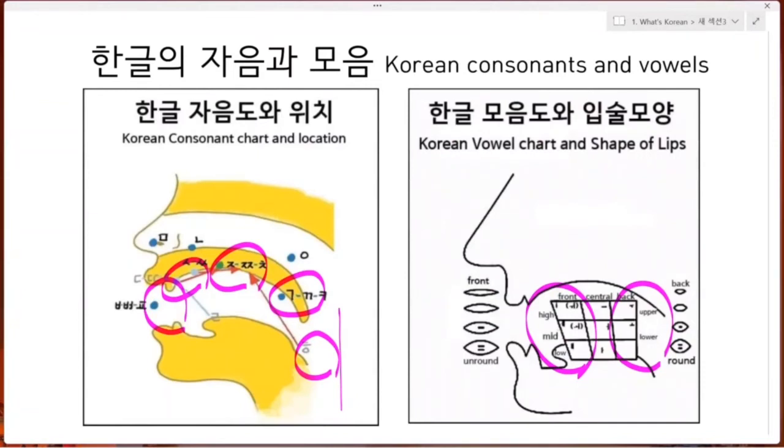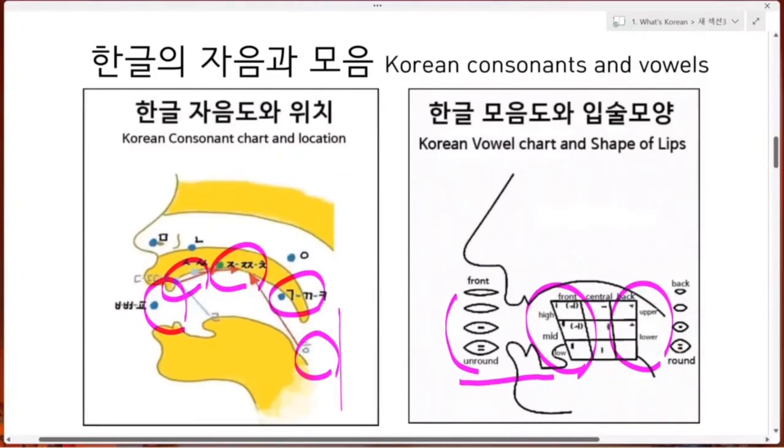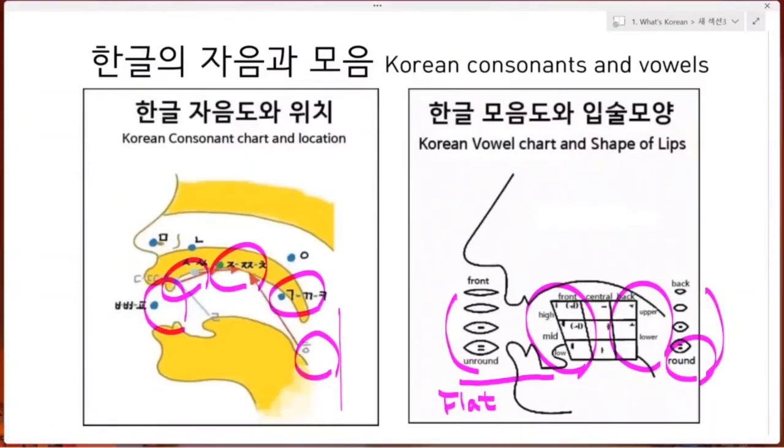Look at this. It's the vowels pronounced with the mouth flat. E, e, e. And it's the vowels pronounced with the mouth round. U, u. It's in different positions.